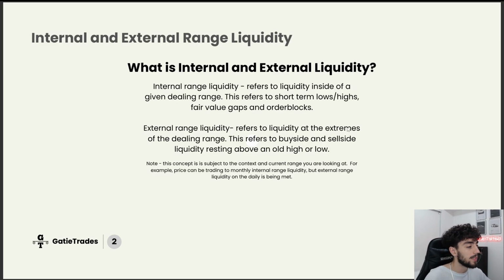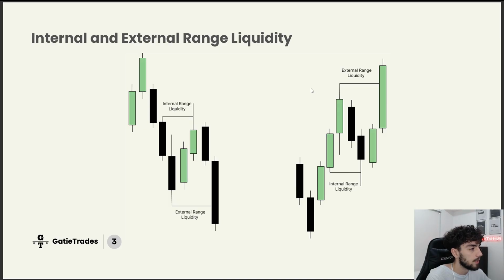So for example, price can be trading from monthly internal range liquidity, but external range liquidity on the daily chart would be being met. So internal and external range liquidity is all subjective to the time frame you are looking at or the time interval you're looking at. And I'll go over that in this video.